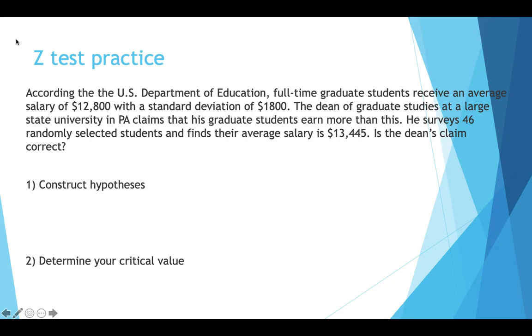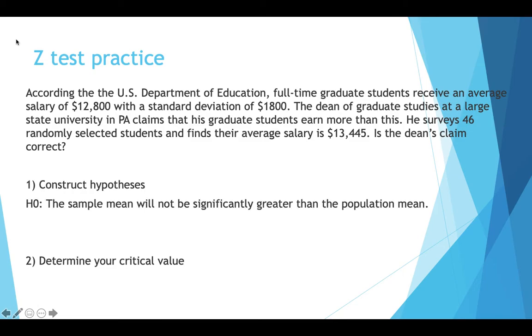So first, according to the U.S. Department of Education, full-time graduate students receive an average salary of $12,800 with a standard deviation of $1,800. The Dean of Graduate Studies at a large state university in Pennsylvania claims that his graduate students earn more than this. He surveys 46 randomly selected students and finds their average salary is $13,445. Is the dean's claim correct? Well, first, let's construct our hypotheses.